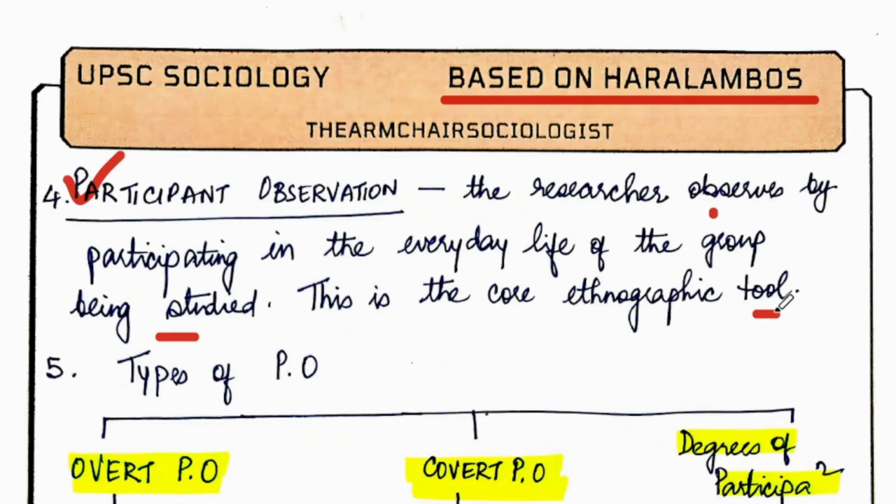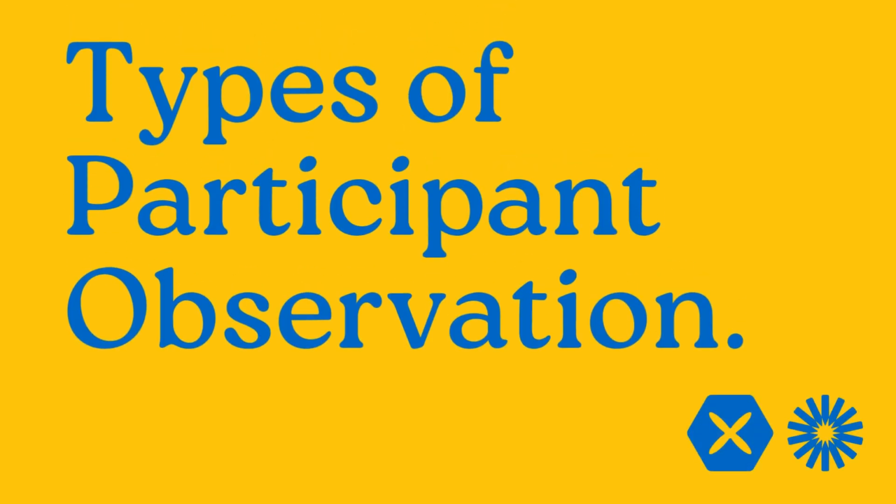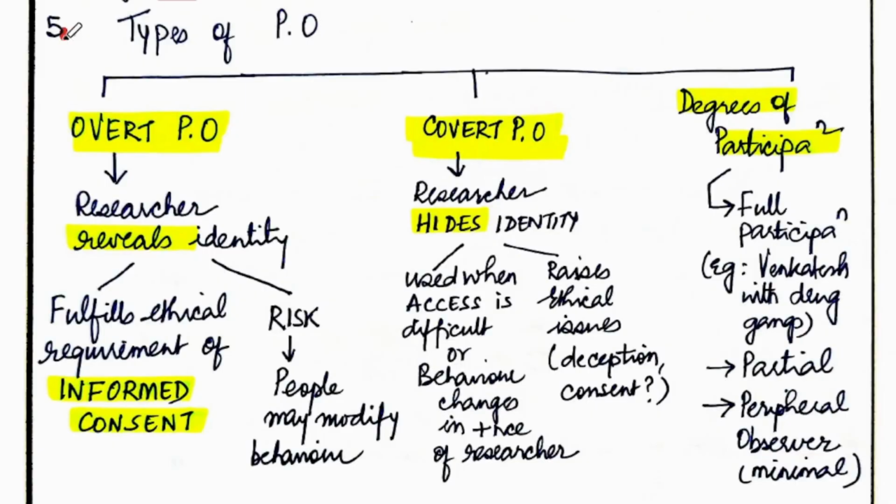Now that we understand the basic idea of participant observation, let us move on to the various types of participant observation. Now let us understand the various types of participant observation. Number one, overt participant observation.